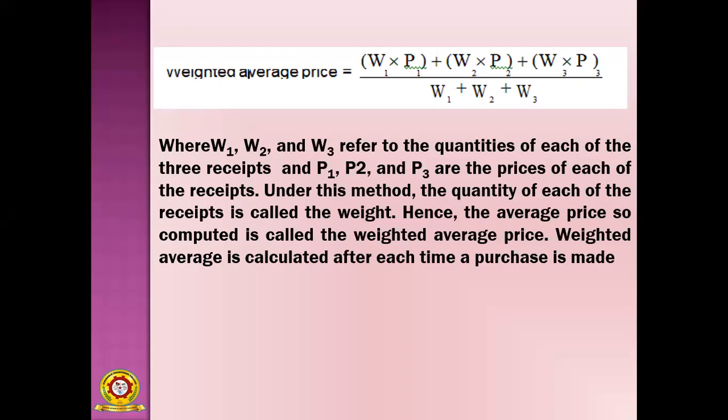Suppose for the first lot you are purchasing 100 kilos. The price of 1 kilo is, suppose, 2 rupees. Then 100 into 2, 200 rupees. That is W1 into P1. Plus W2 into P2.